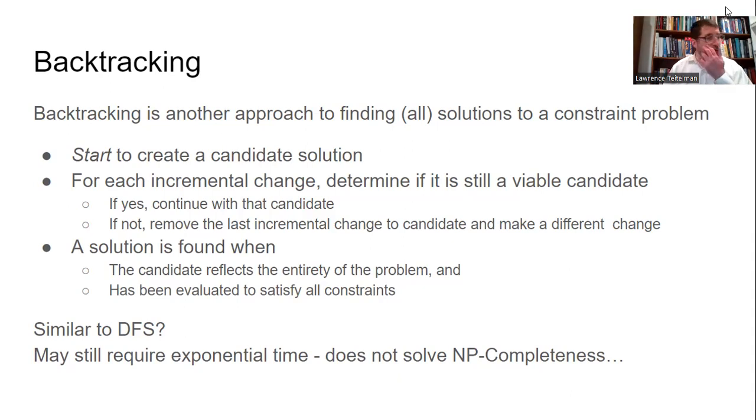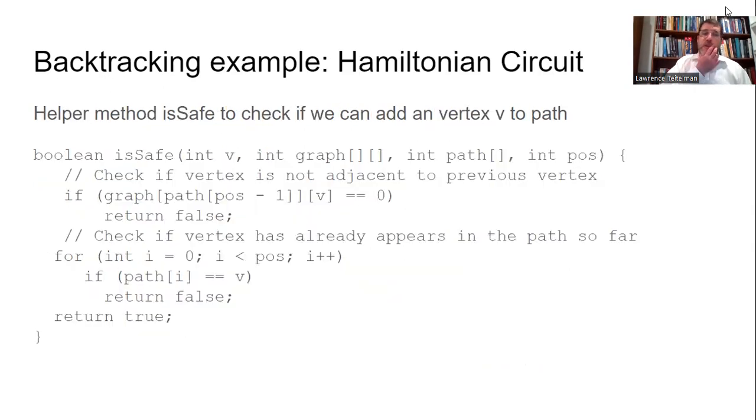In other words, it's not changing the search space, but it allows you to cut back on some of the possibilities that you've seen. Okay, it is not a solution to NP completeness. Right, so here is an example of Hamiltonian circuits.